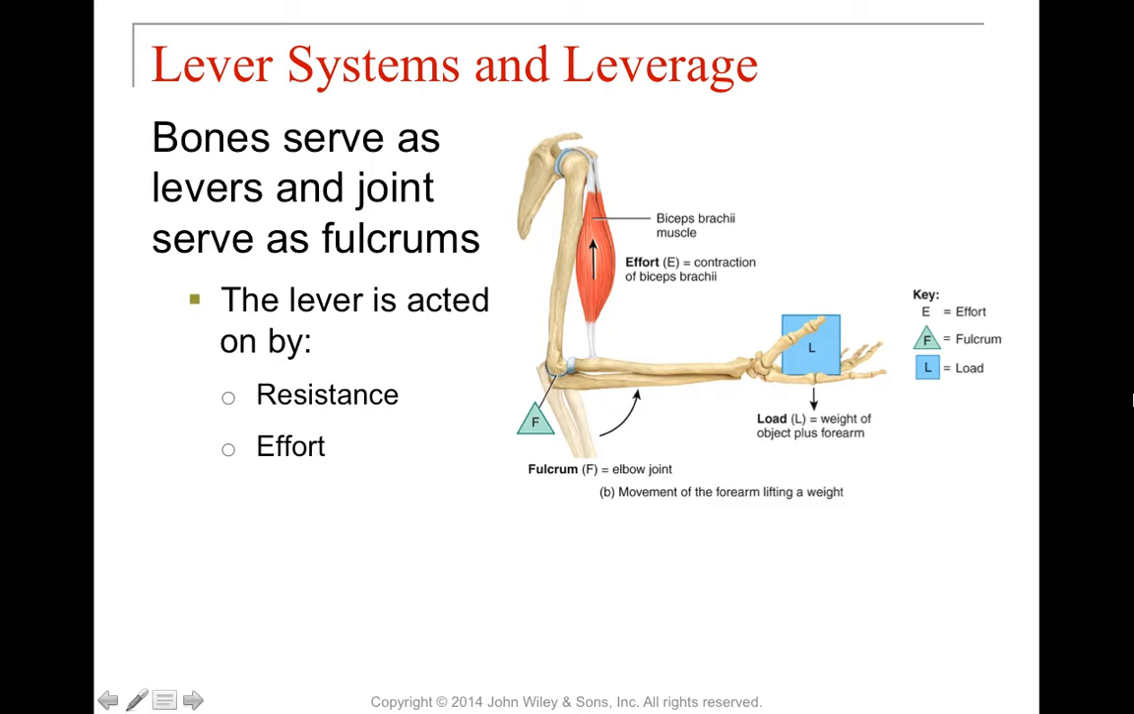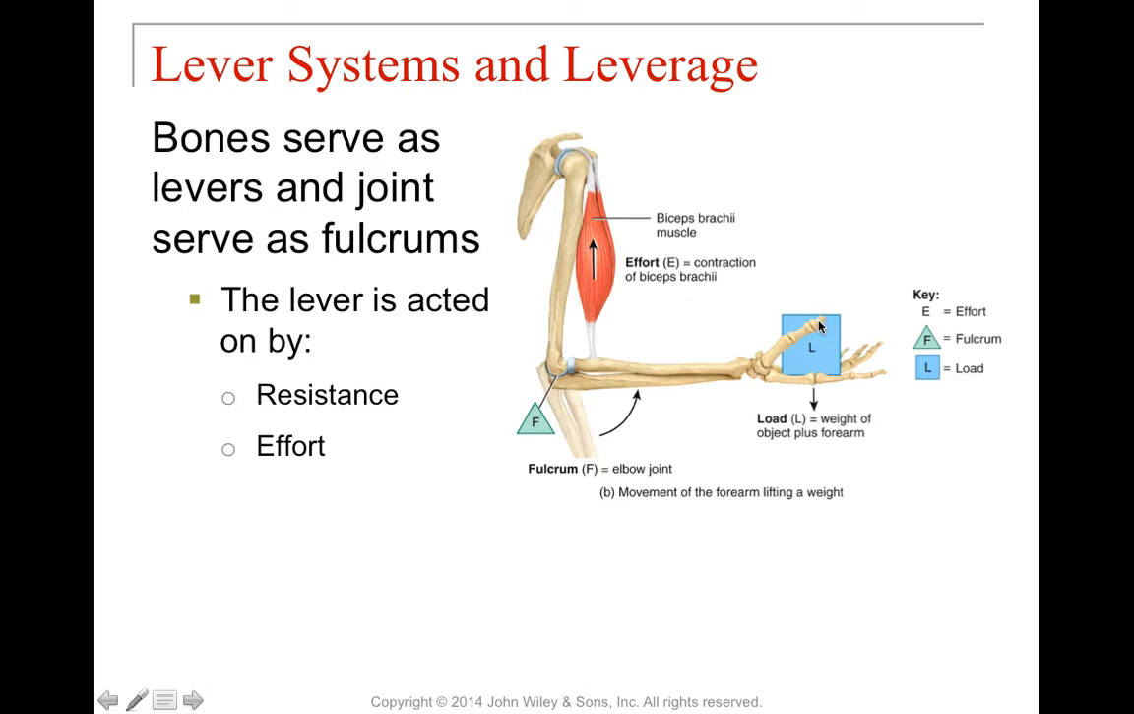Here we have them denoted over here in the key as E for effort, which would be a force, basically. In this case, it's the contraction of the biceps. We're going to stick with that. So when the biceps contract, that's considered an effort. That effort is going to act on the fulcrum, here. It's going to have the elbow joint pulling up in this direction, which is opposite of the load.